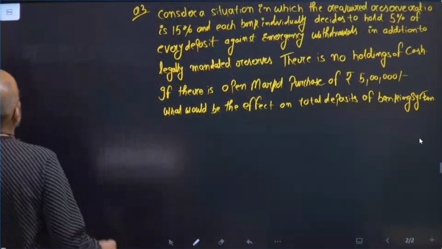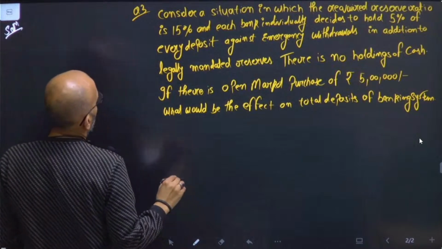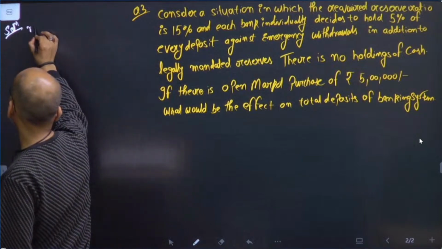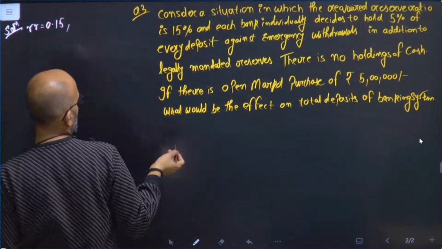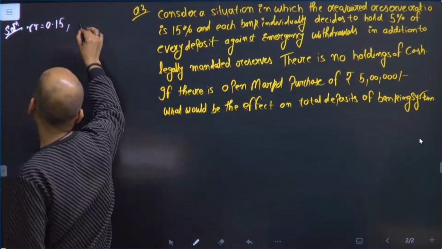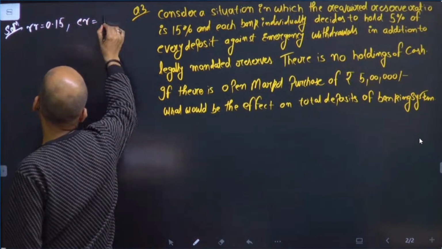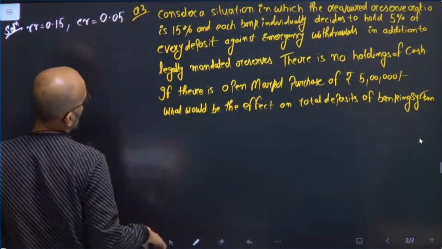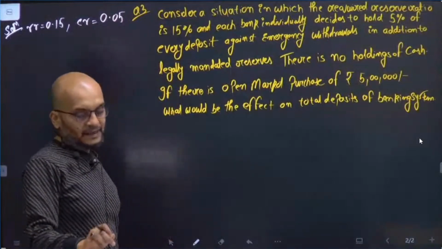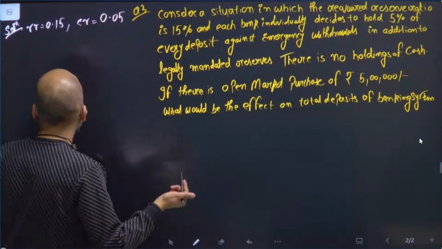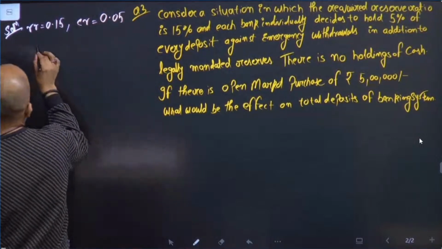So see guys, I am going to write what all is given to us. RR is given to us as 15%, that is 0.15. 5% of every deposit, so this is ER, excess deposit reserve ratio, 0.05. Then they are saying there is no holdings of cash. That means currency, and cash means currency. So currency to deposit ratio is 0.